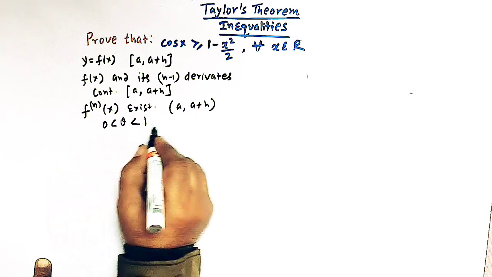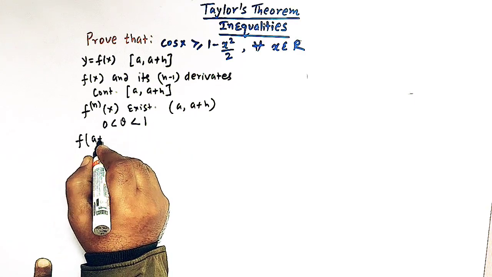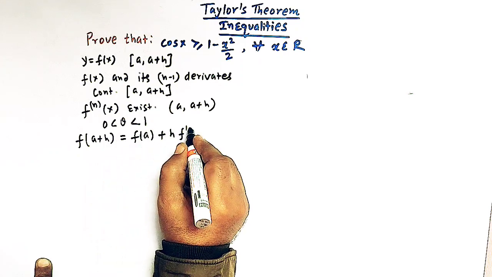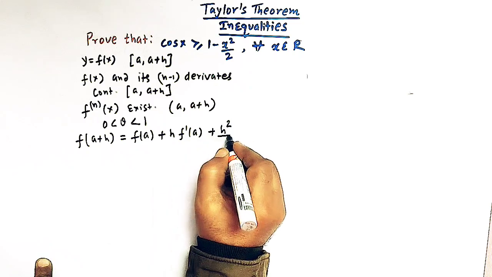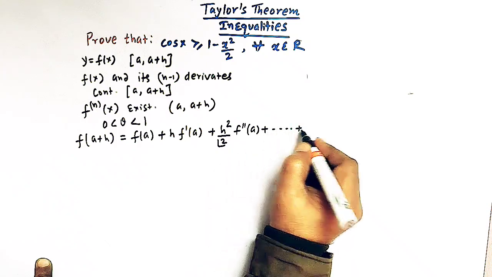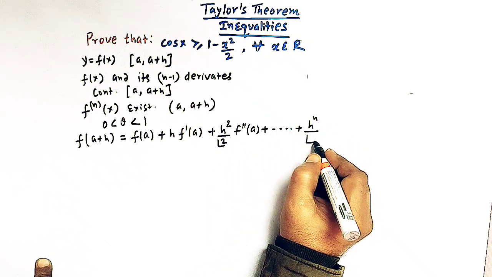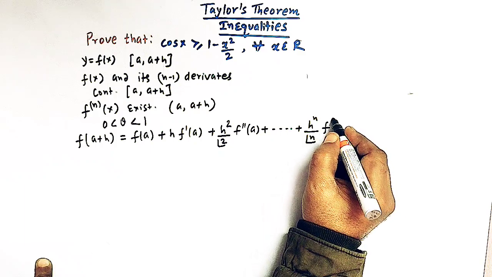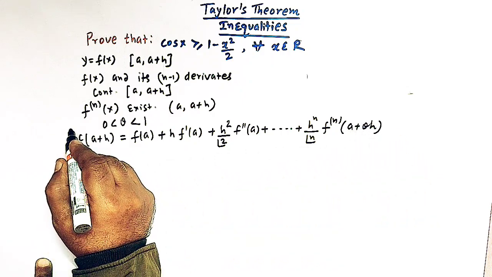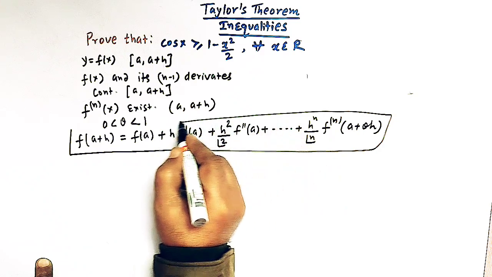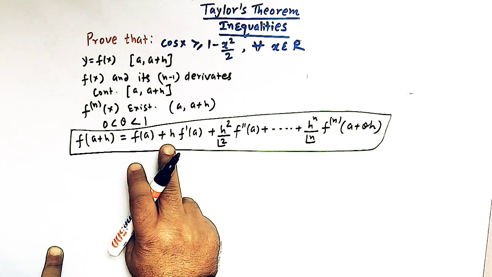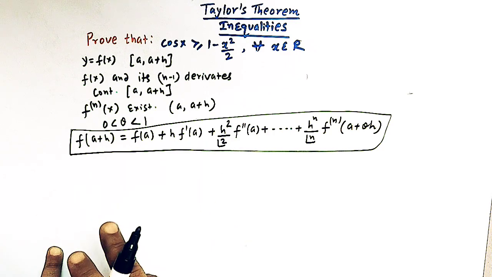Then we have this result: f of a plus h is equal to f of a plus h times f prime of a, plus h square over factorial 2 f double prime of a, up to the nth derivative, h raised to n over factorial n, f^(n) of a plus theta h. Then this statement is known as Taylor's theorem. So this is the statement of the famous Taylor's theorem, which is also known as generalized mean value theorem.